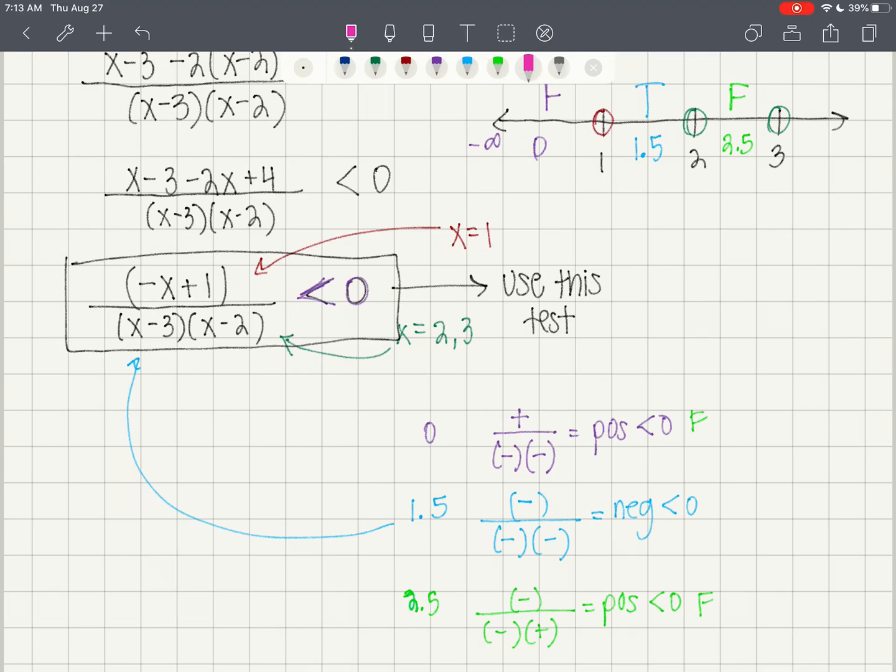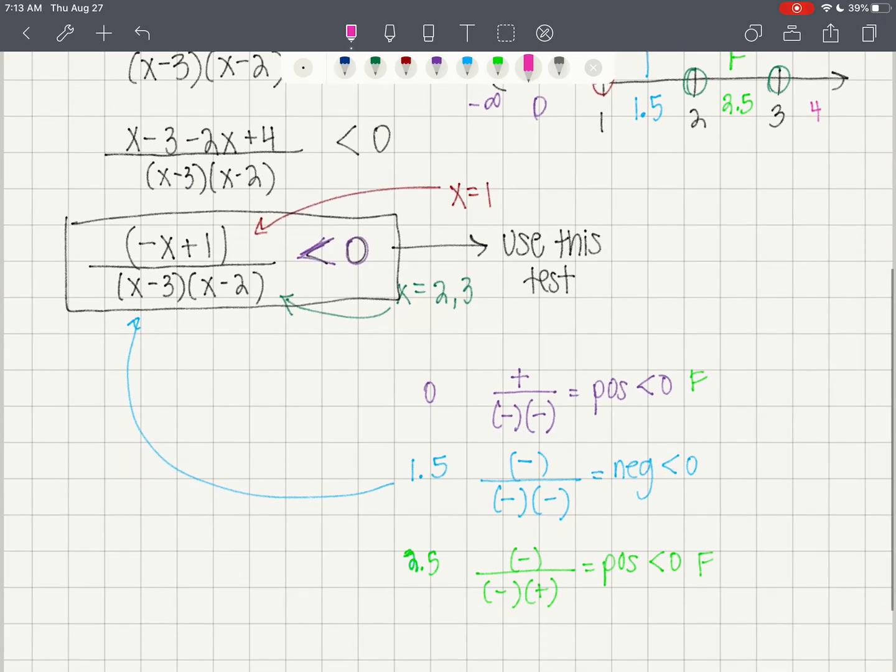And then we get to try a number between 3 and infinity. Let's just try 4. Change things up. When I put a 4 in, the opposite of 4, this is where I'm coming right here. The opposite of 4 is negative 4, right? Negative 4 plus 1 is negative over 4 minus 3 is positive. 4 minus 2 is positive. A negative over a positive is a negative. And negatives are always less than 0. That's true.